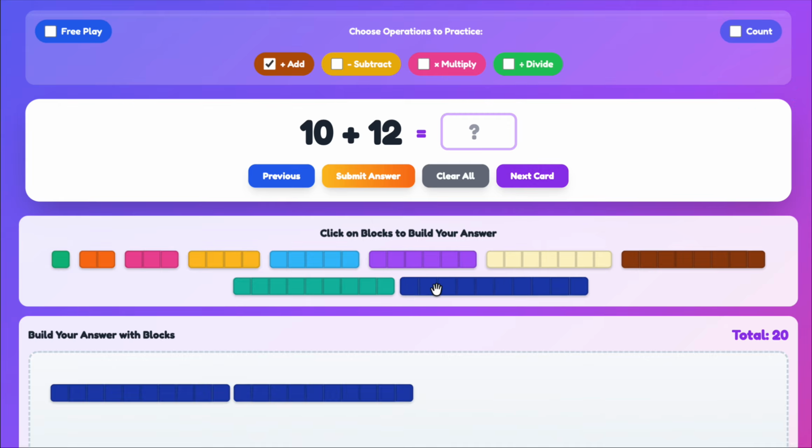10 plus 12. You'll notice it's making a train just like we do in real life when we're building with the blocks. If I want to take that away, I can see 2 10s are 20. Add that extra 2 for the 12, and I'm at 22.